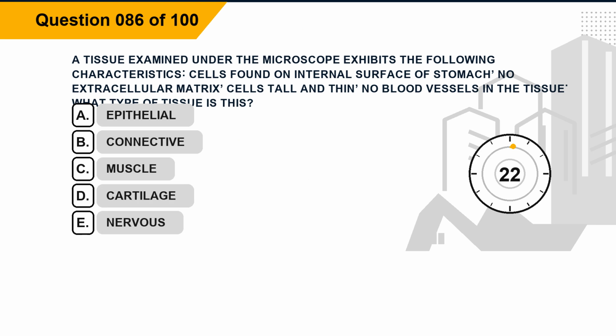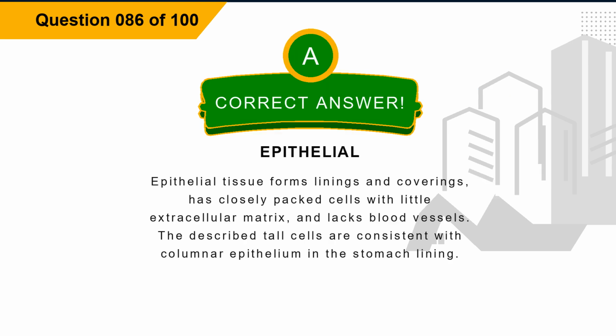Question 86. A tissue examined under the microscope exhibits the following characteristics: cells found on internal surface of stomach, no extracellular matrix, cells tall and thin, no blood vessels in the tissue. What type of tissue is this? Option A, epithelial. Option B, connective. Option C, muscle. Option D, cartilage. Option E, nervous. The correct answer is option A, epithelial. Explanation. Epithelial tissue forms linings and coverings, has closely packed cells with little extracellular matrix, and lacks blood vessels.